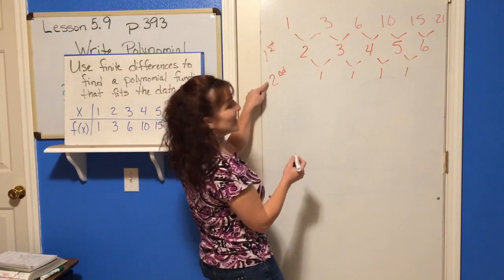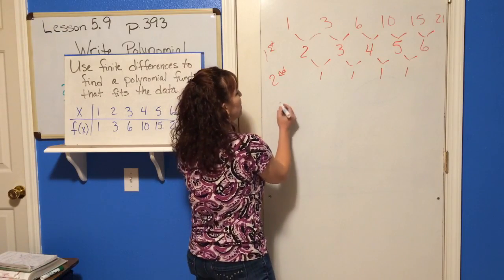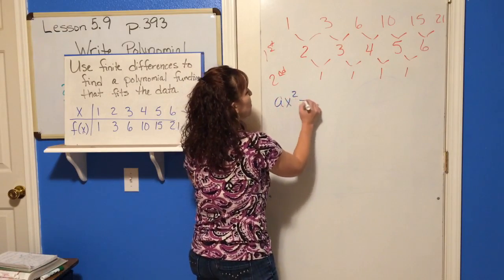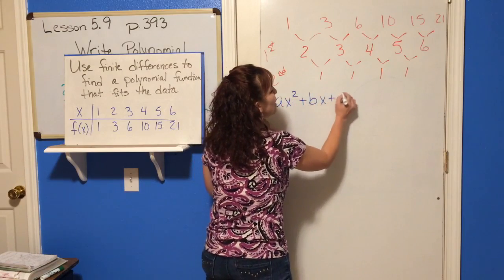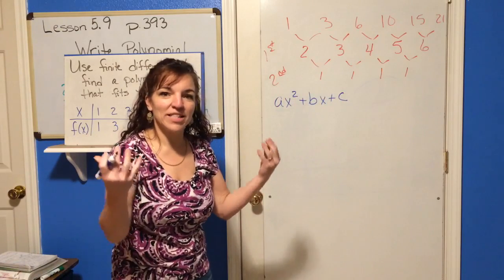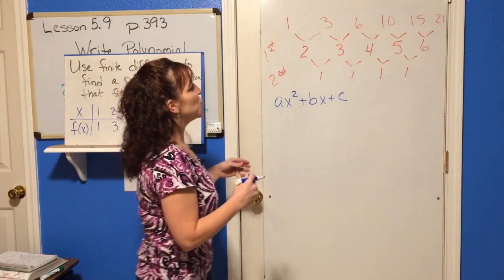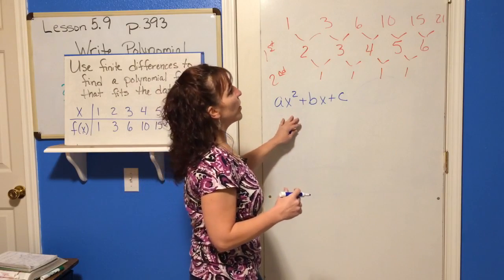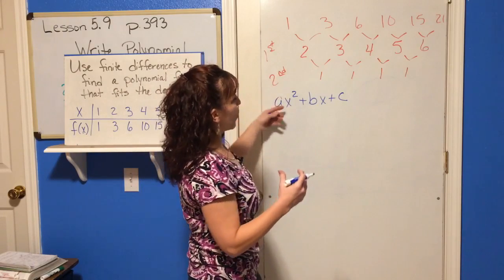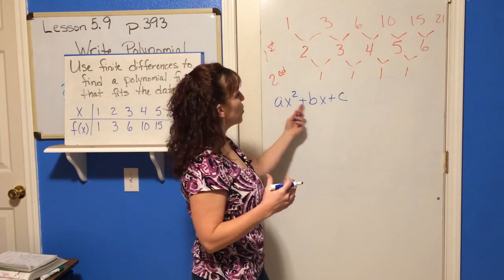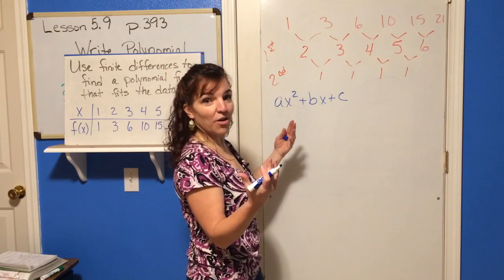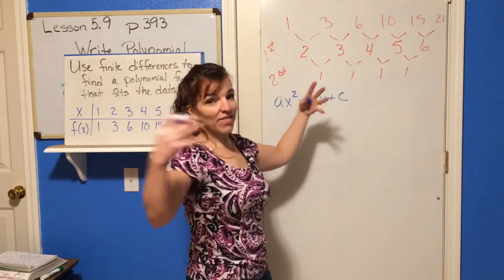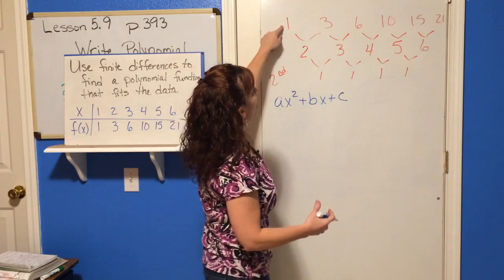If it's a second degree polynomial, you've got ax squared plus bx plus c as your basic formula. So what we're going to do is come up with three equations with three unknowns, and we're going to be able to figure out what our a, b, and c are, and that'll be our equation.